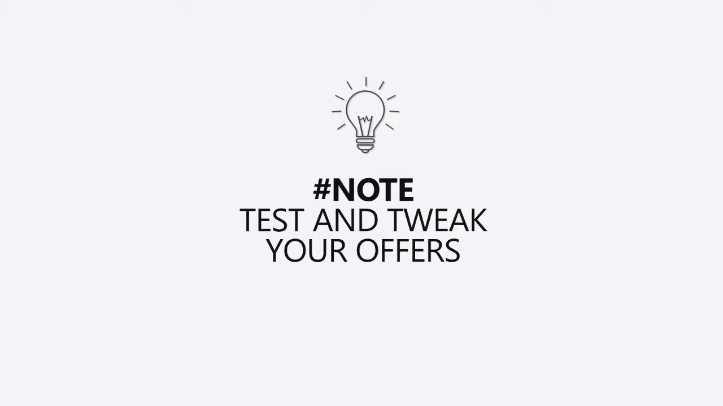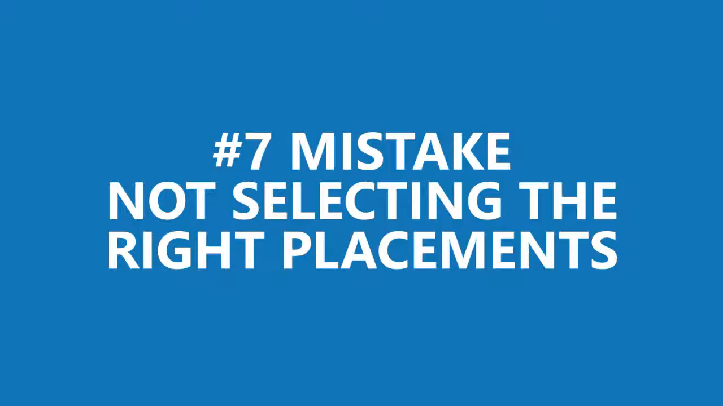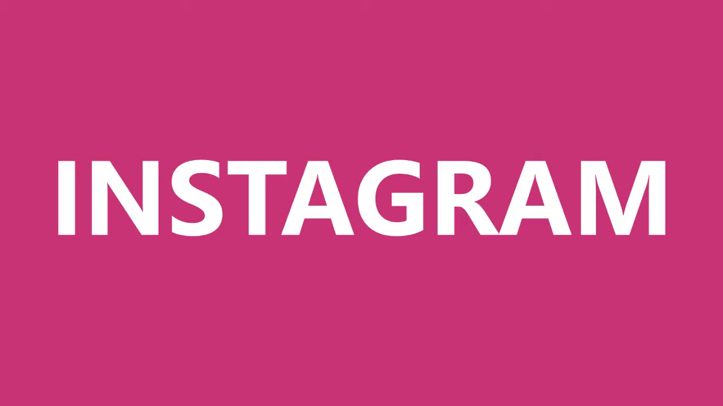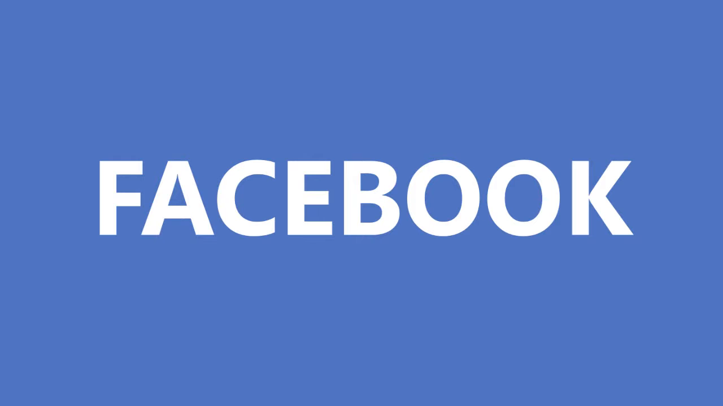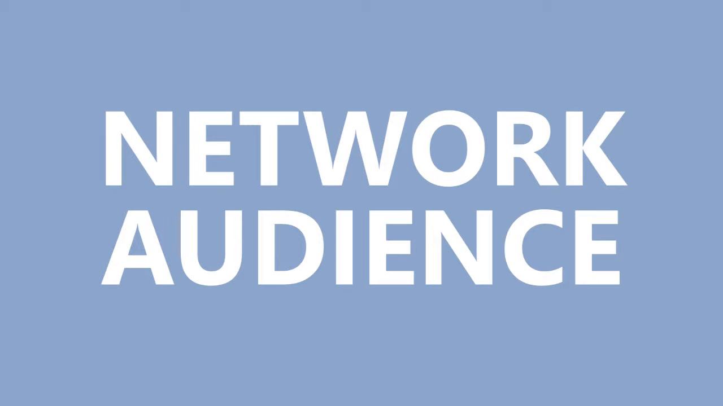The seventh common mistake I see people make on Facebook is that they do not select the right placements. They just go generic, yeah, let's target everyone and everything, right? So they go on Instagram, Facebook, and Audience Network, all sorts of things, right?